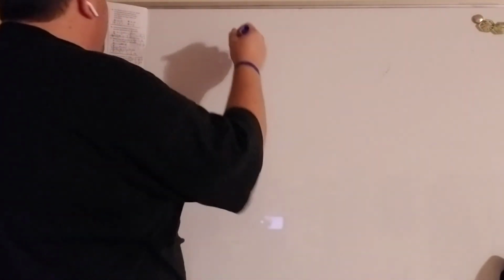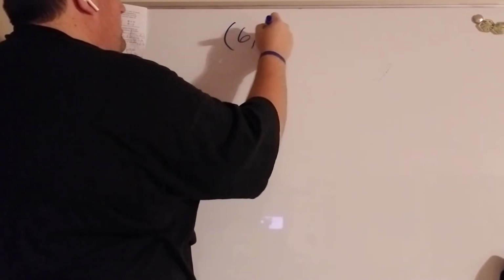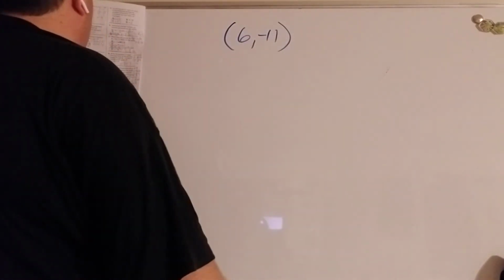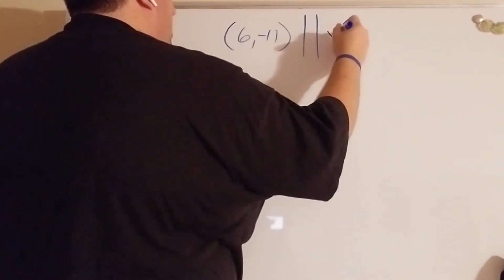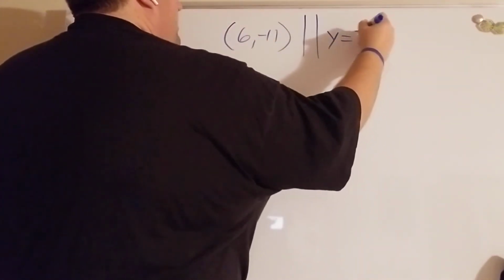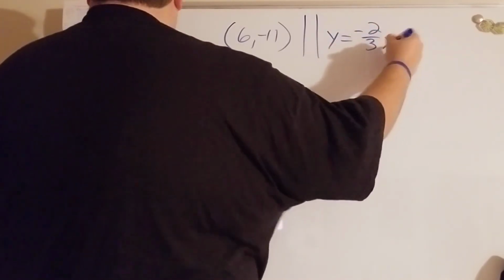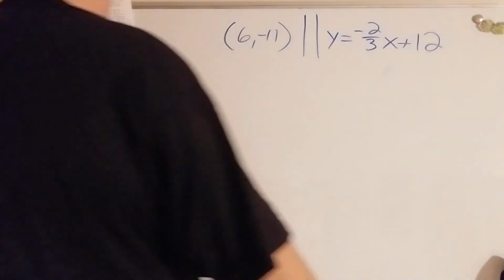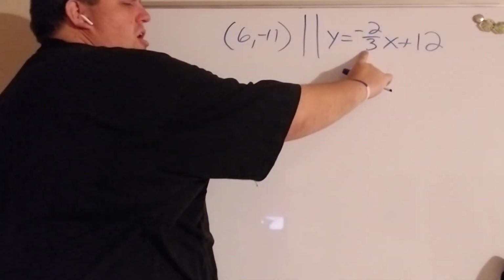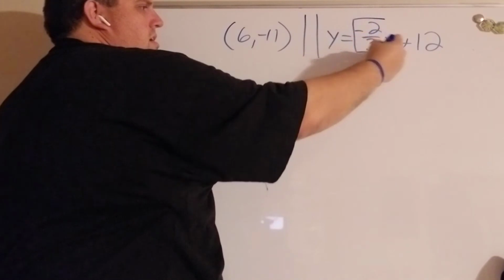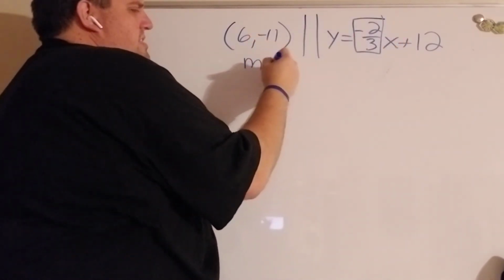All right, number 18. I'm wearing out here. Write an equation in slope-intercept form of a line that passes through (6, -11), and it's parallel to the line y equals -2/3 x plus 12. All right, so if it tells me it's parallel, all I want is the slope. That tells me my slope over here is -2/3.